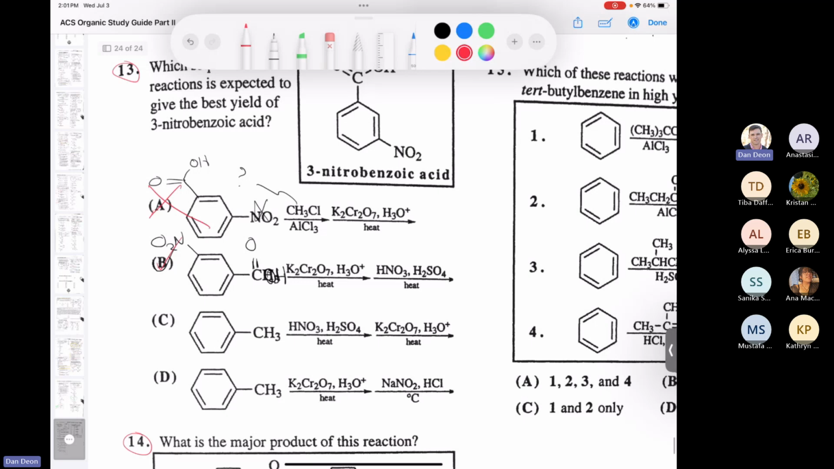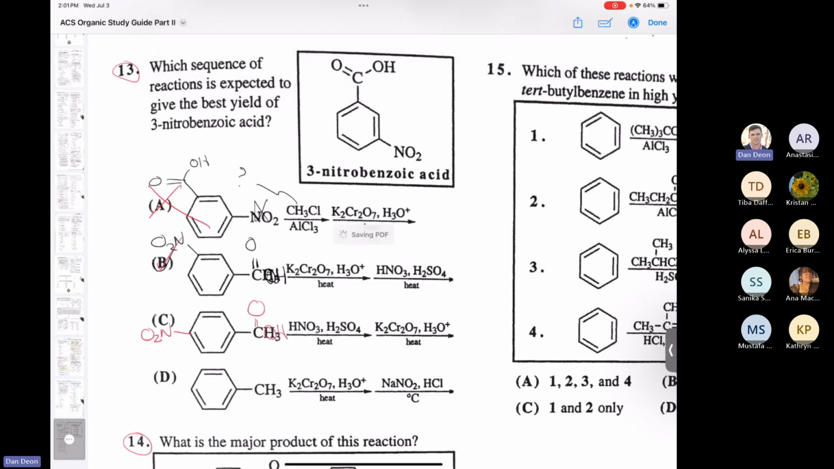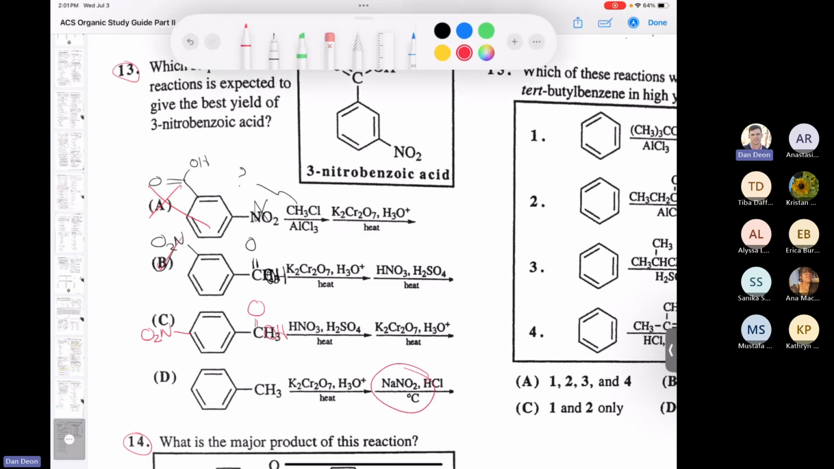Then you go to C. A methyl group is an ortho-para director, and then they're saying you do a nitration. So that would put the nitro here, and then you would oxidize this. Well, that would give you para-nitrobenzoic acid. And this one here, this is not even right because this is diazotization conditions, okay? This is for a Sandmeyer reaction. So this is not right at all. So the answer in this case is going to be B. First, we make the carboxylic acid, which only is a moderate deactivator, and then we do a nitration reaction.